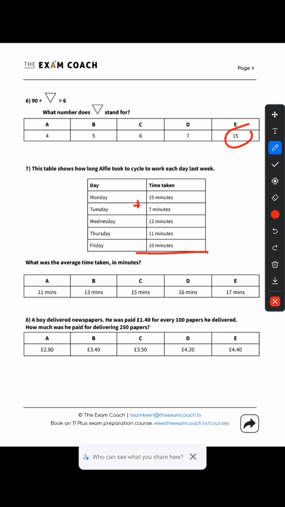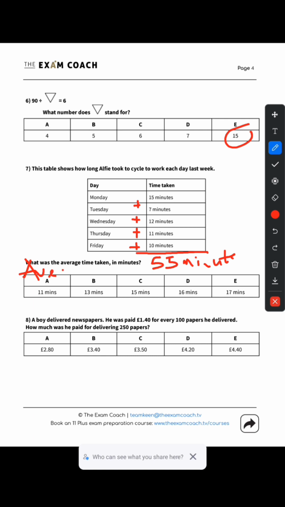That's 15 plus 7 plus 12 plus 11 plus 10. 15 plus 7, 22. 22 plus 12, 34. 34 plus 11, 45. 45 plus 10, 55. So this gives us a total of 55 minutes. Okay, that's the total number of minutes.